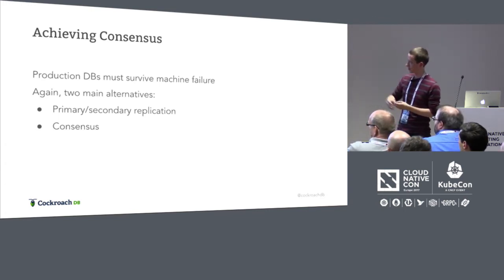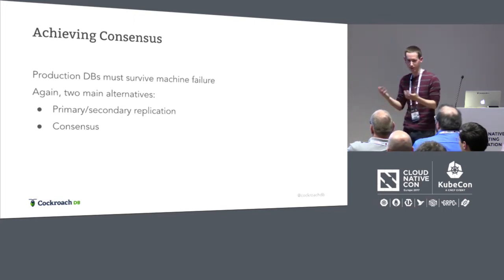A traditional solution is to use primary-secondary replication. This is what you see in most traditional SQL databases. Some more modern systems have started using what's called consensus. This is what's used in etcd, which backs Kubernetes.